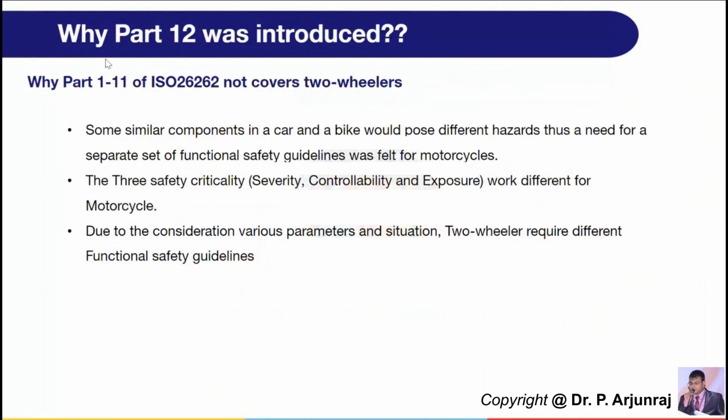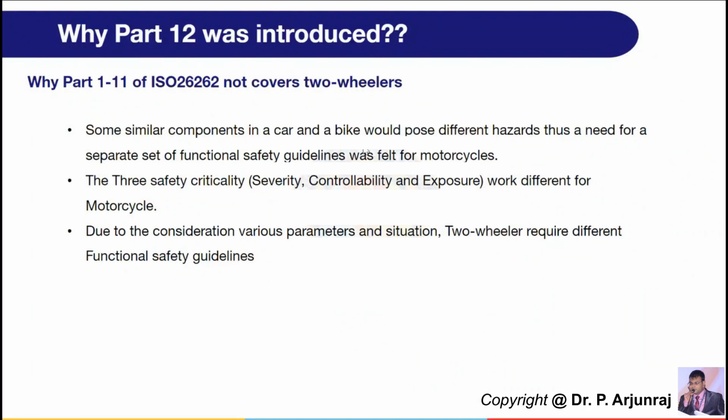You might be asking the question why part 1 to part 11 is not covering the two-wheeler application. So these are just a few points. You know that there are many components in the car, and you also have different components in the bike application, where the application wise it might be the same, but it calls for different hazards. So you cannot compare the rating or the severity of a two-wheeler braking system to that of a four-wheeler braking system. Even though the application remains the same, you cannot compare apple to apple.